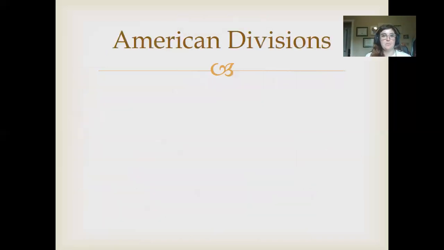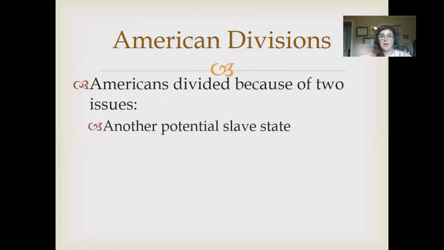Okay, so putting that to one side, back in America, Americans in general during this period, and this is something we'll talk about in our next unit a lot, are divided because of two issues.